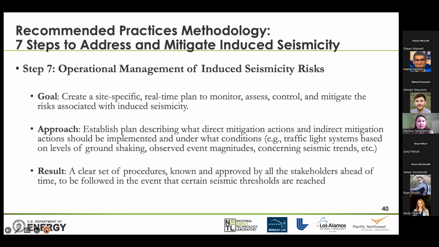And by indirect mitigation actions, I mean, for instance, insurance, and under what conditions. So we talk about traffic light systems. Some of them are based on levels of shaking, for instance, or observed magnitude events. There's also adaptive traffic light systems. The result of this particular step is going to be a clear set of procedures known and approved by all the stakeholders ahead of time to be followed in the event that certain seismic thresholds are reached, whatever those thresholds happen to be.